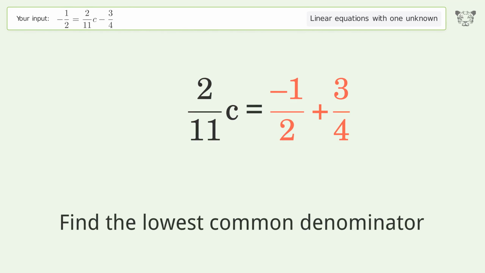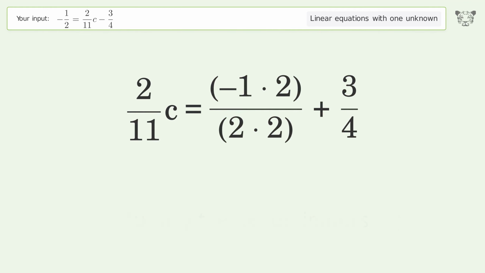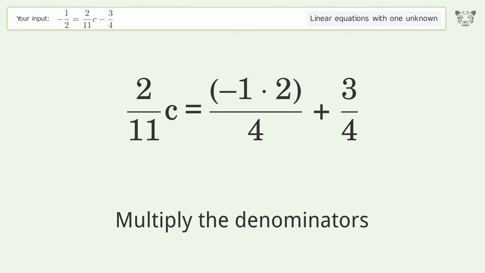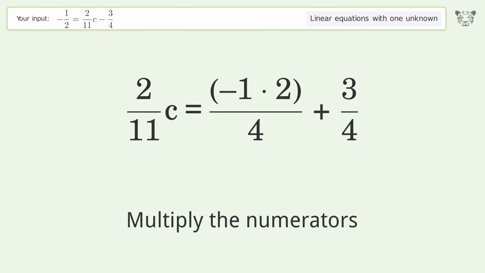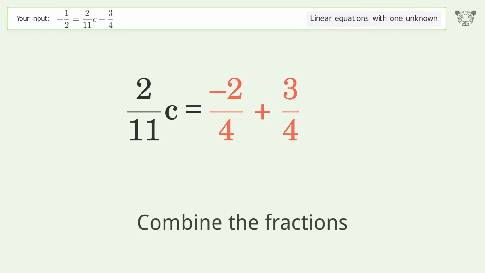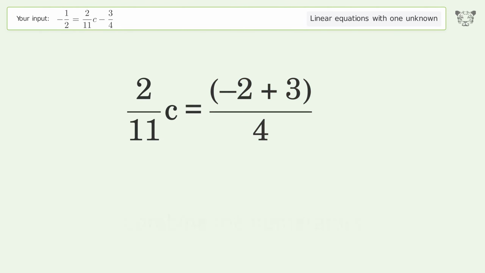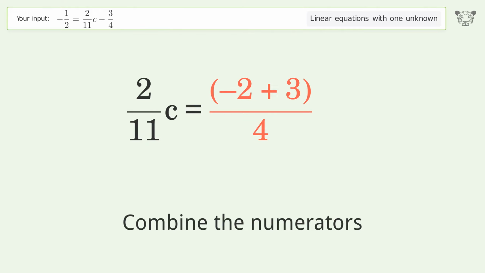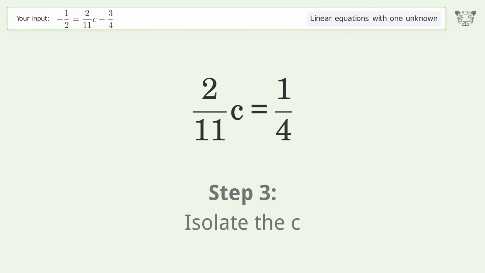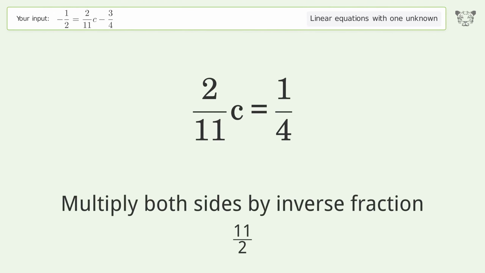Find the lowest common denominator. Multiply the denominators. Multiply the numerators. Combine the fractions. Combine the numerators. Isolate the c. Multiply both sides by inverse fraction 11/2.